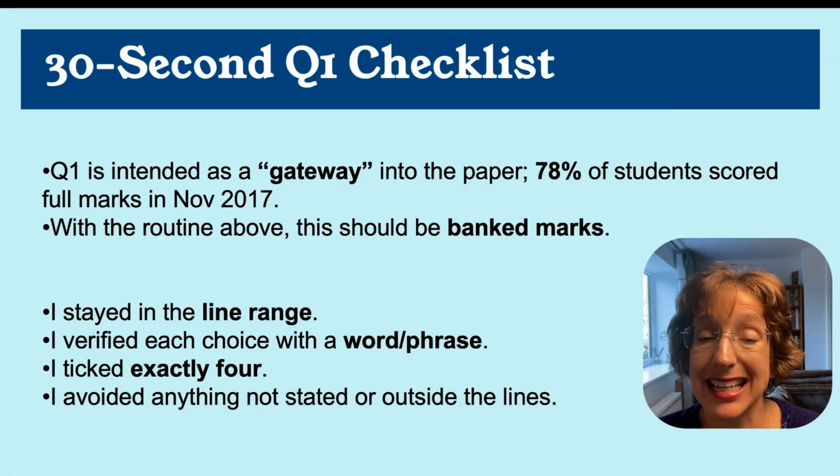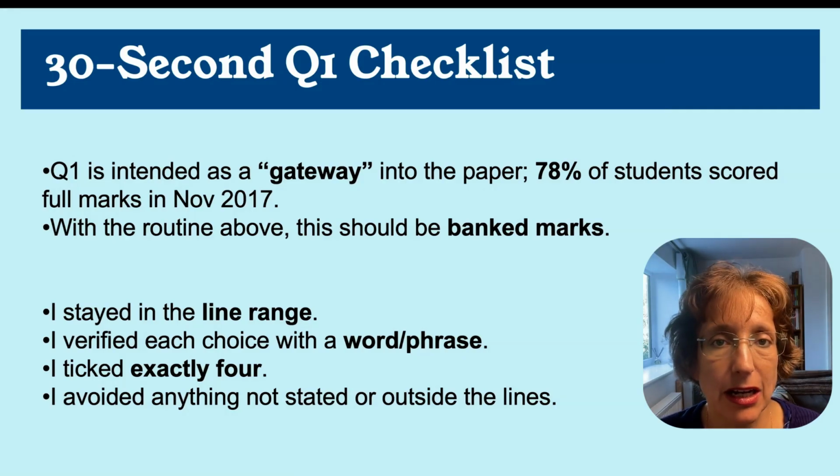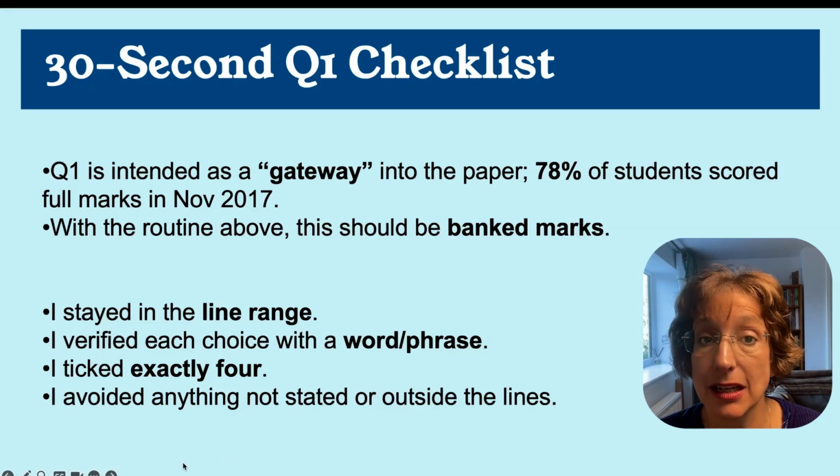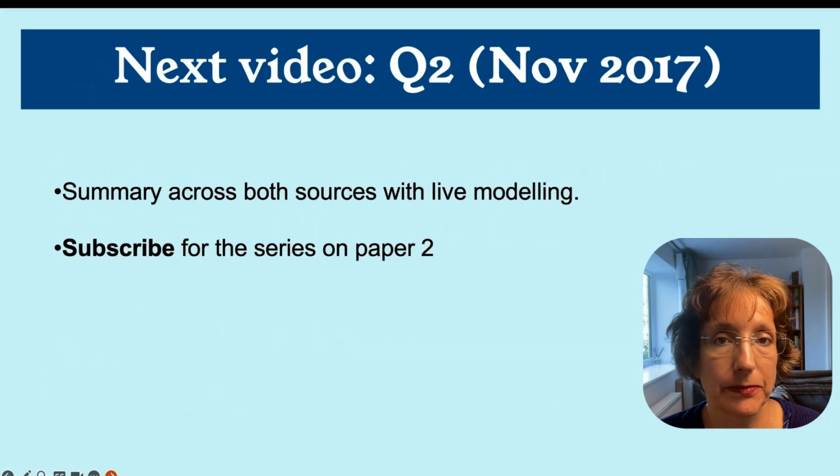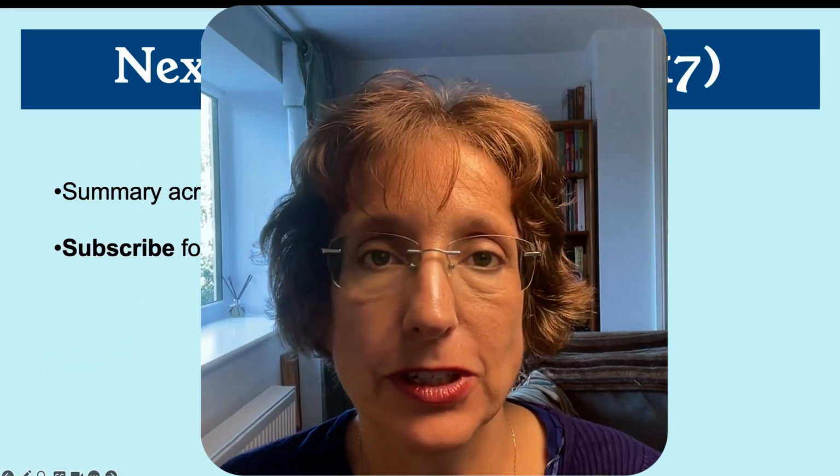It is intended as a gateway into the paper, and in 2017, 78% of students scored full marks. With the routine above, you should bank 4 marks. Stay in the line range, verify the choices with a word or a phrase, and tick exactly 4, and avoid anything outside those lines. Okay, so that's it for today.